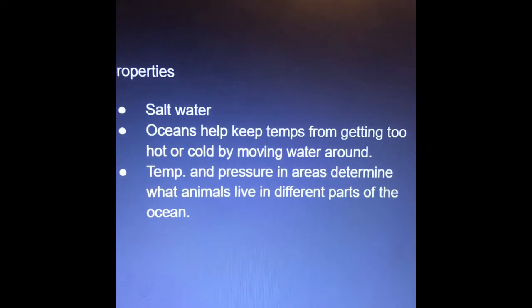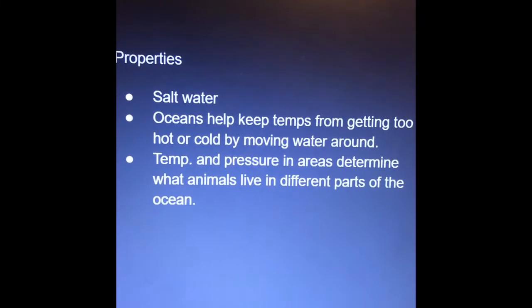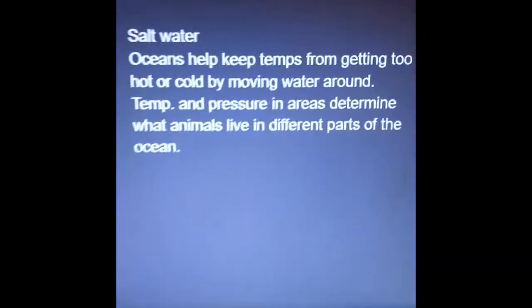Oceans help keep temperatures from getting too hot or too cold by moving water around. So the temperature and pressure in areas determine what animals live in different parts of the ocean.